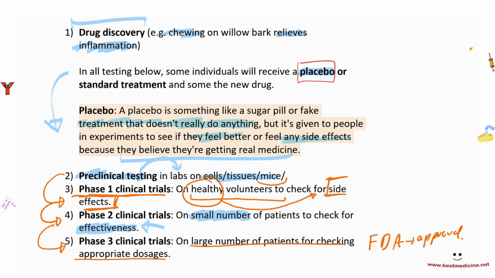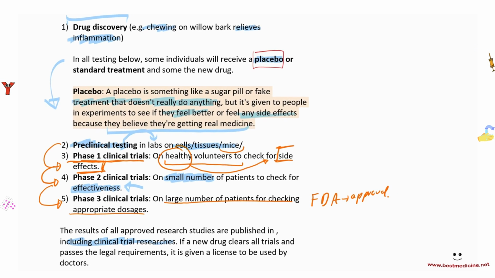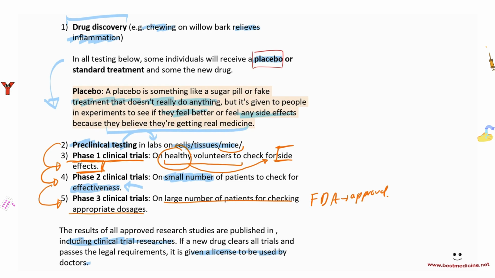Okay? The results of all approved research studies are published in journals, right? Including clinical trial researches, these are published in journals. If a new drug clears all trials and passes the legal requirements, then it is given a license to be used by doctors. Okay? Now, there were a lot of drugs that we used to use back in the day, but now their licenses have been revoked because they have been discovered to cause either birth defects or some other health concerns. Okay, I can give you some examples of them if you want to Google them.